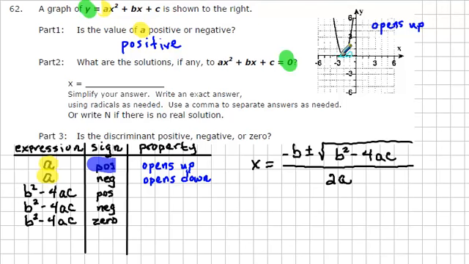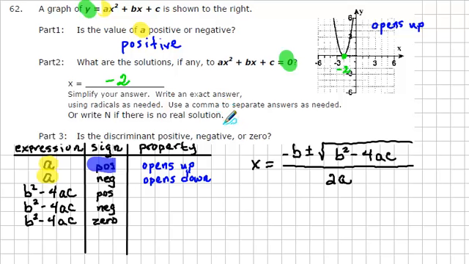So we look along the x-axis and we see that the parabola intersects the axis at just one location. It intersects when the x value is negative 2. So that tells us that the solution to this equation is x is equal to negative 2. There's just one solution because there is one x-intercept.